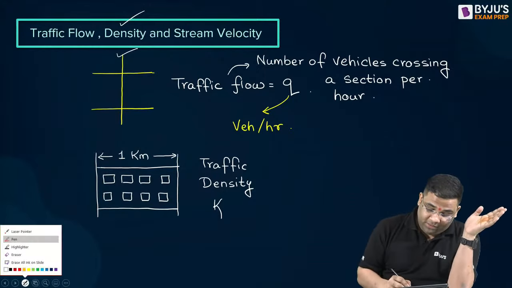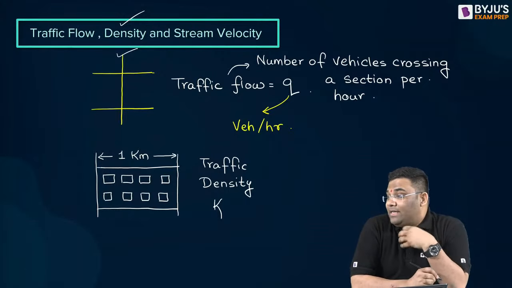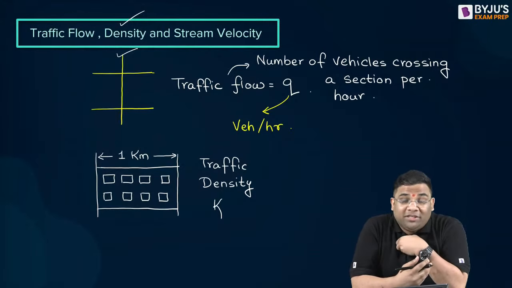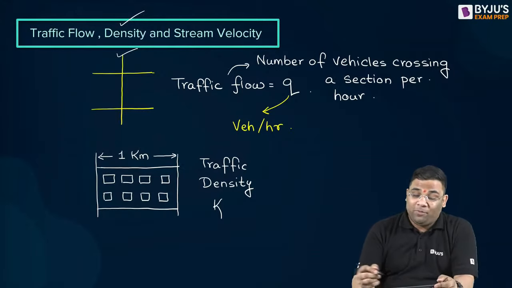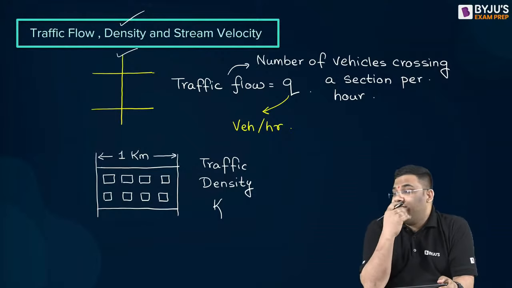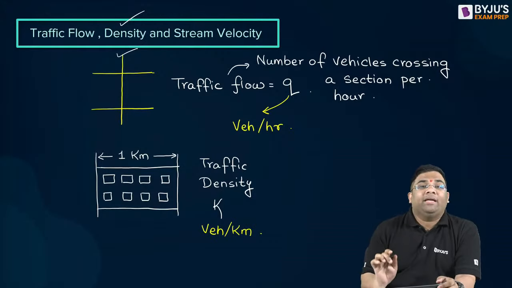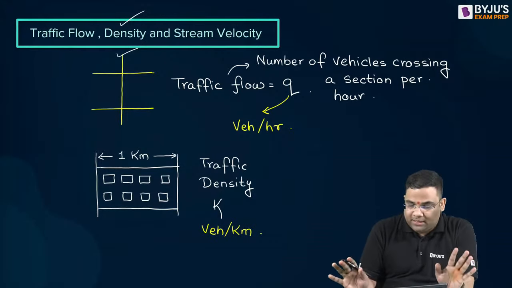So what will be the unit of traffic density? Can anybody say? Please mention in the comment section. As you did for the traffic flow, please write down the unit for traffic density. Yes, it will be vehicle per kilometer. As simple as that.